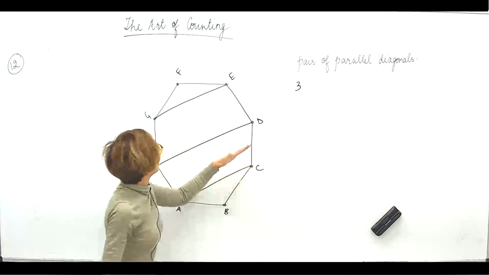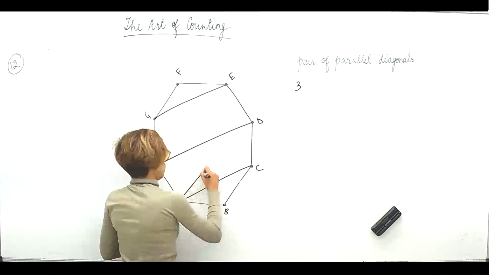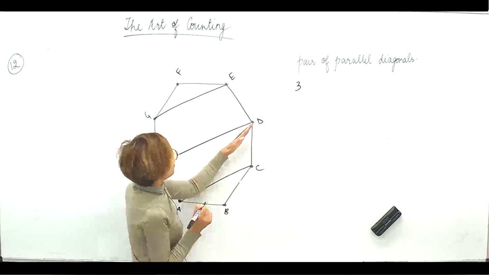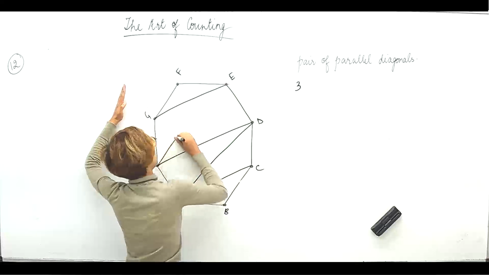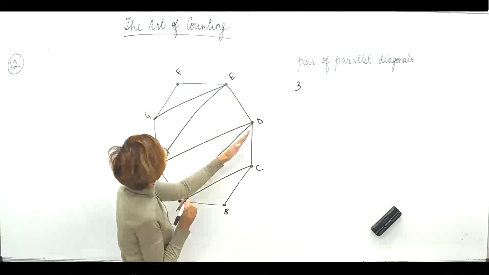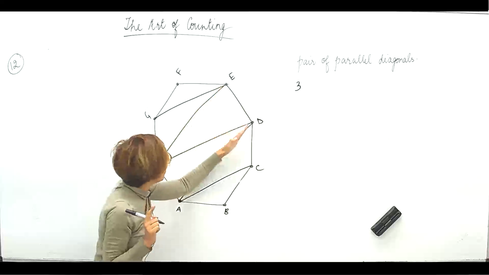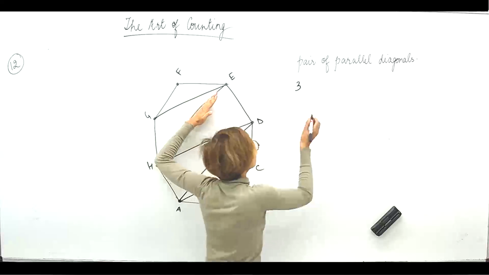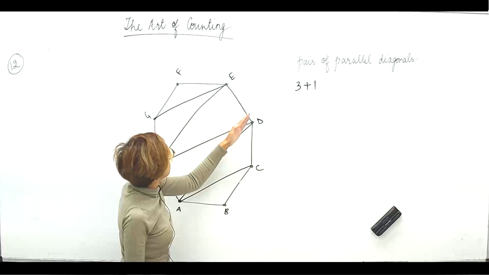Now, will I find any other parallel to AC? No. Now let's join A and D. Let's join these two. Now we need its parallel. So parallel to this, maybe this one. Is there any other parallel? No. So how many pairs of parallel sides? Just one pair. Plus 1. Now AD was joined, and I got a pair.